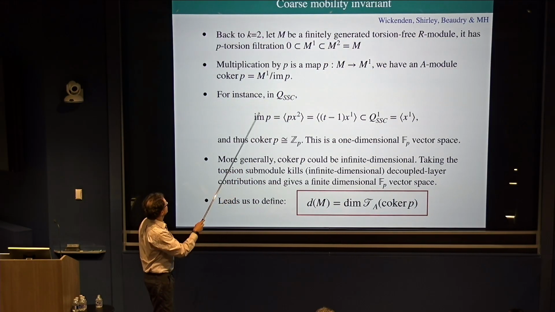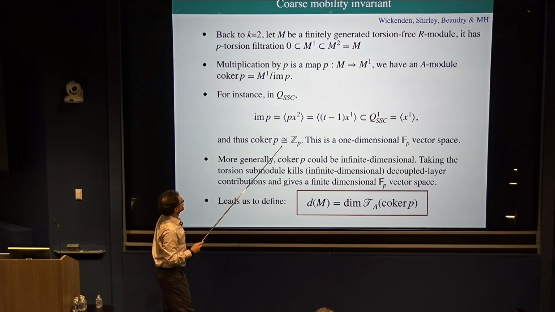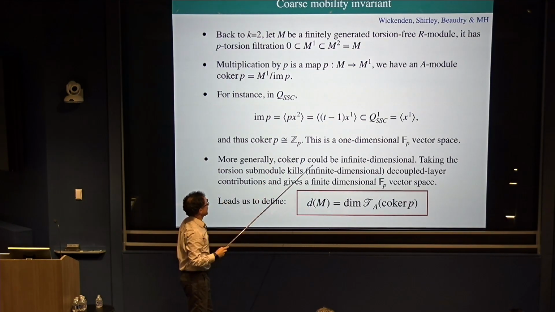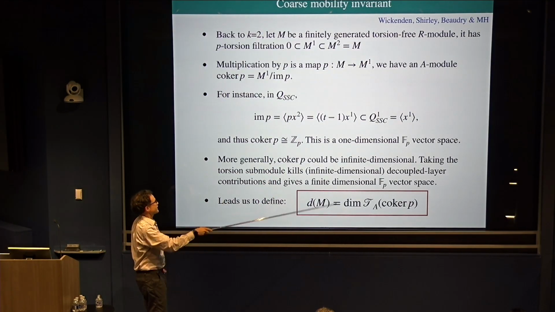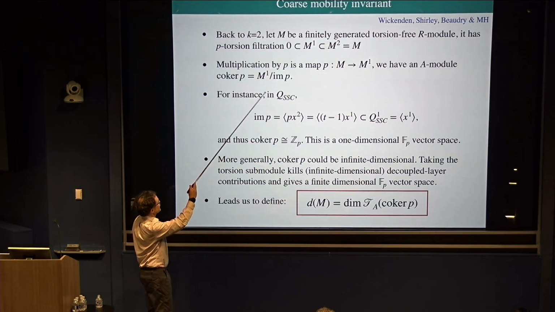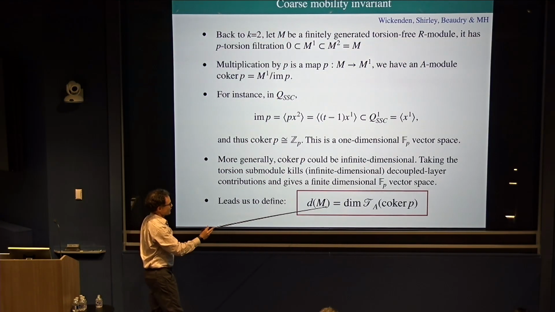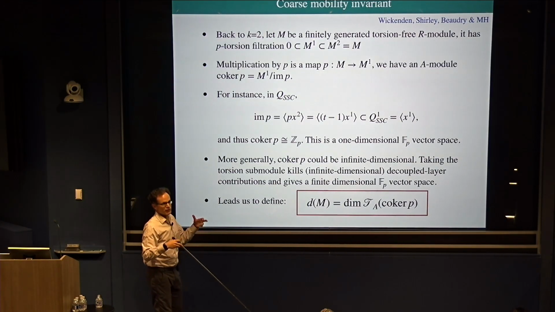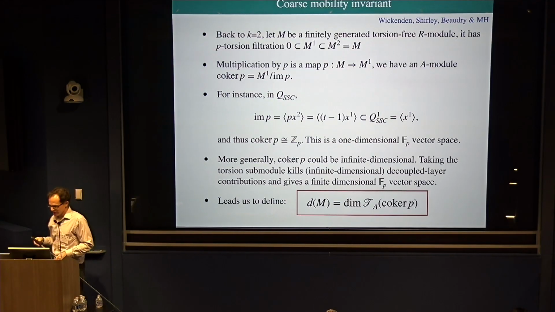What you can do, if you start, for example, with this module QSSC, is you can ask what happens when you just multiply everything by P, okay? And so this gives you a map from the whole module to the submodule of fusion order P elements. And you can take a certain quotient. I have to skip some details here. But by basically studying this map, multiplication by P, there's a way to extract a very finite object from this. It's actually just a finite dimensional vector space over the finite field Fp.